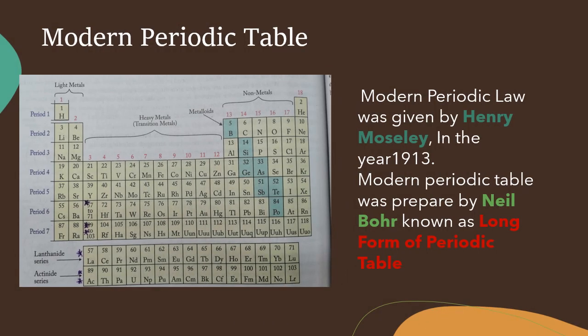Henry Moseley put forward the modern periodic table. He put forward the modern periodic law, which states that the properties of elements are a periodic function of their atomic number. Later on, Niels Bohr and Bury worked on this table and gave the extended form of the table known as the long form of the periodic table or modern periodic table.